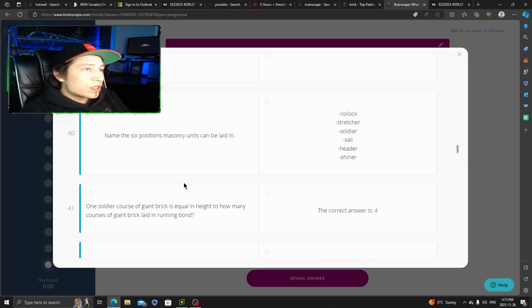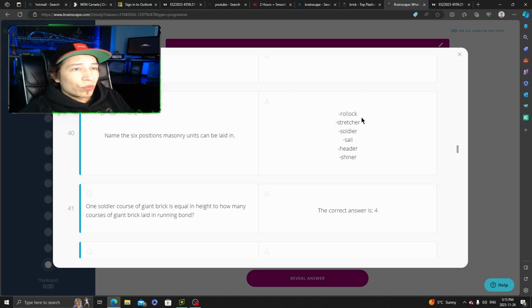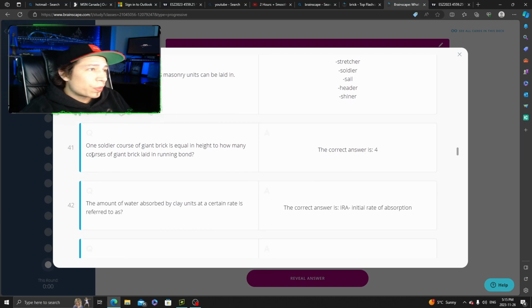Name the 6 positions masonry units can be laid in. Rowlock, stretcher, soldier, sailor, header, shiner. The 6 positions masonry units can be laid in are rowlock, stretcher, soldier, sailor, header, shiner. One soldier course of giant brick is equal in height to how many courses of giant brick laid in running bond? 4.